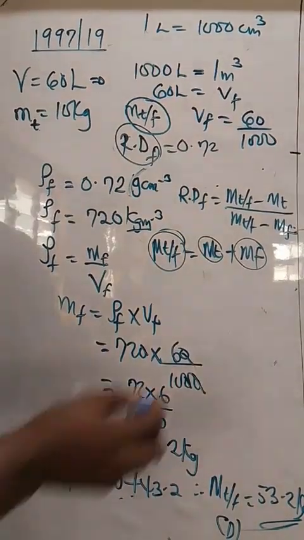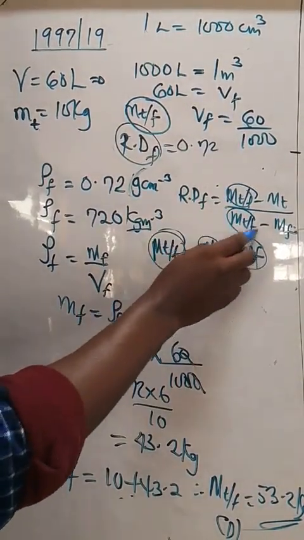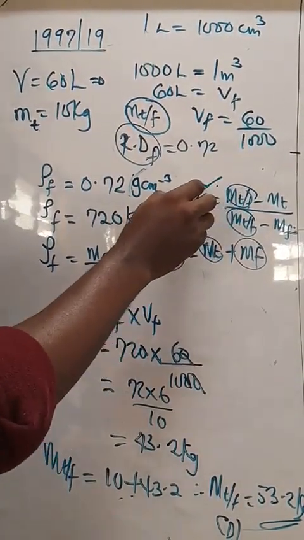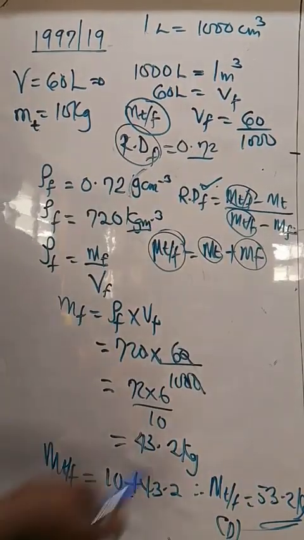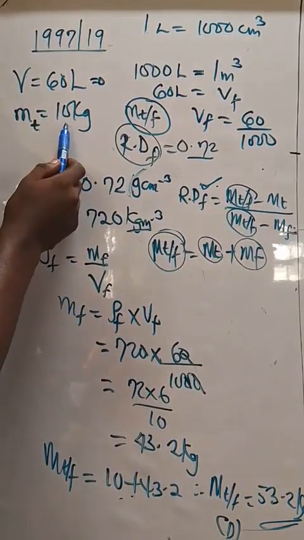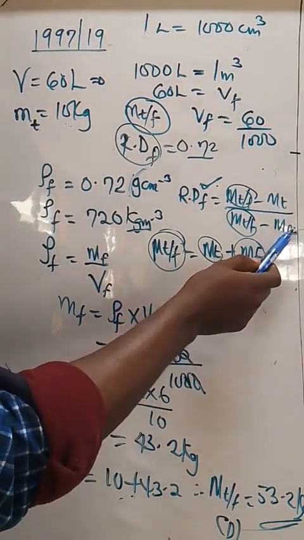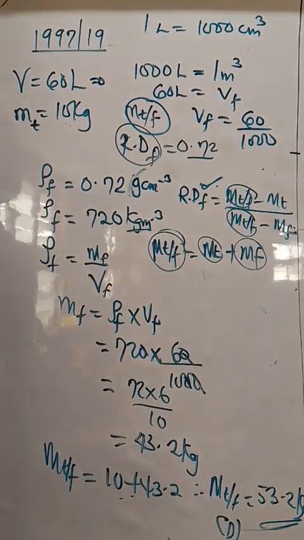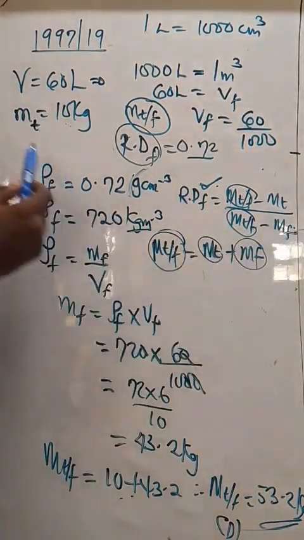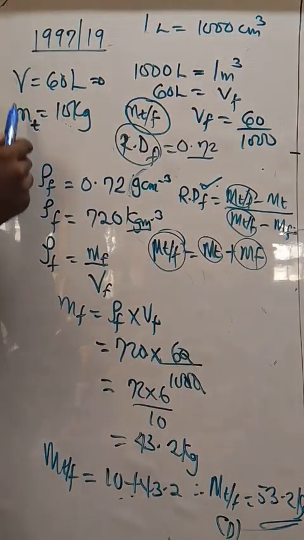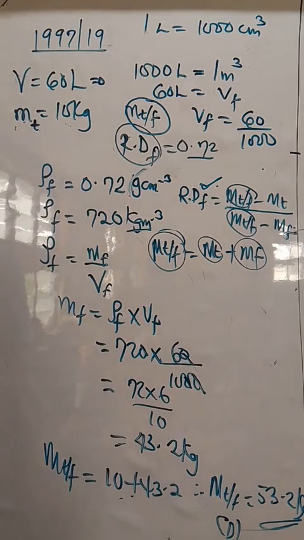What we are looking for is this. We have this as 0.72. We have the mass of the tank as this. But we don't know the mass of the fuel. But we can get the mass of the fuel using density equals mass per volume. But I think this method also works. Any of the two.